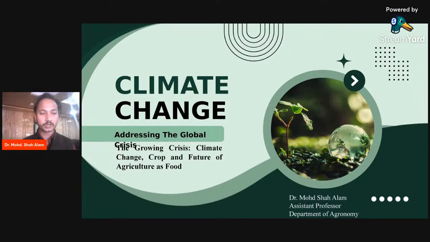Climate change is no longer a distant environmental concern, it is a present day reality affecting the ecosystem, economics, and particularly agriculture. Agriculture depends heavily on climate conditions such as temperature, rainfall, solar radiation, and therefore even small changes in climate can significantly influence crop productivity and food security.